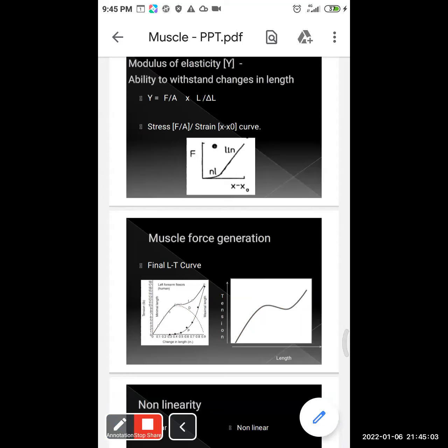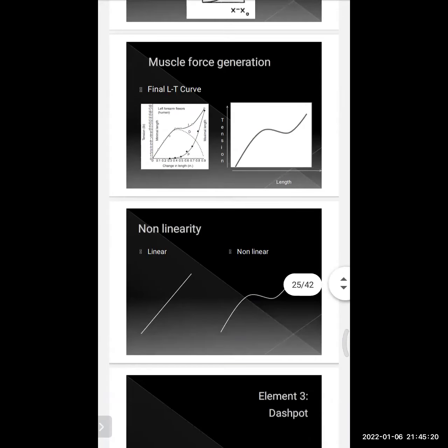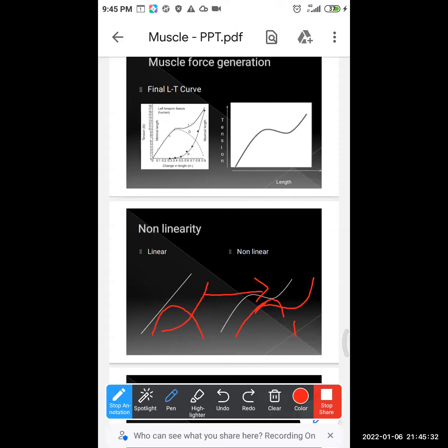So this is the muscle force generation curve, or the length-tension curve. As we increase the length of it, what happens to the tension, or the force, which the muscle is capable of generating? Right. So now we'll come to the most important point, which is a problem point. Our assumption till now about the muscle is based on this assumption.